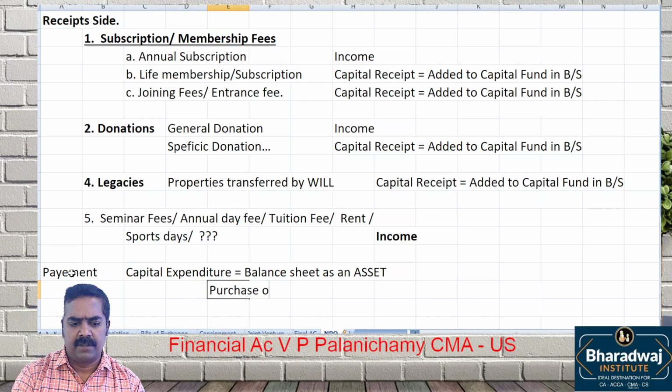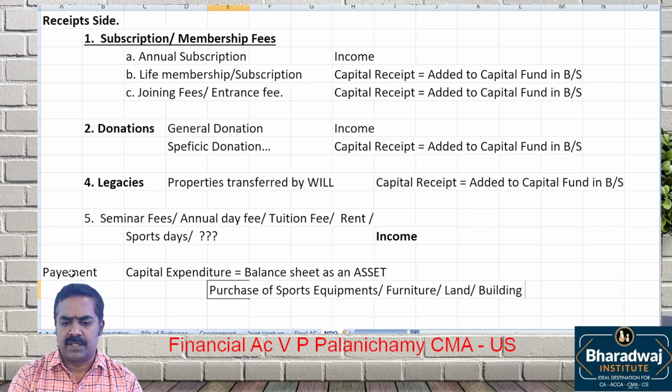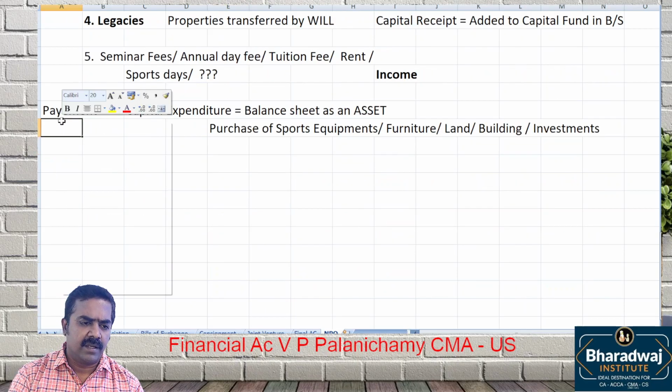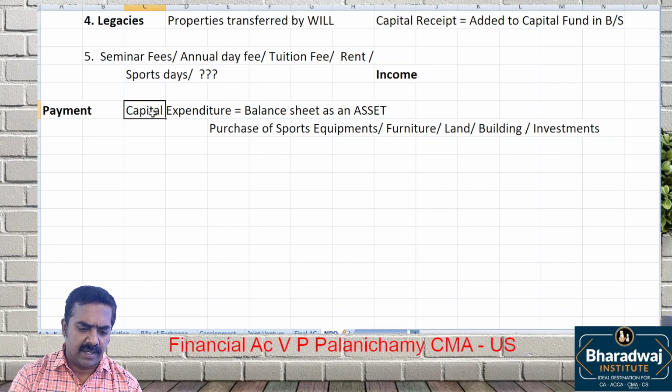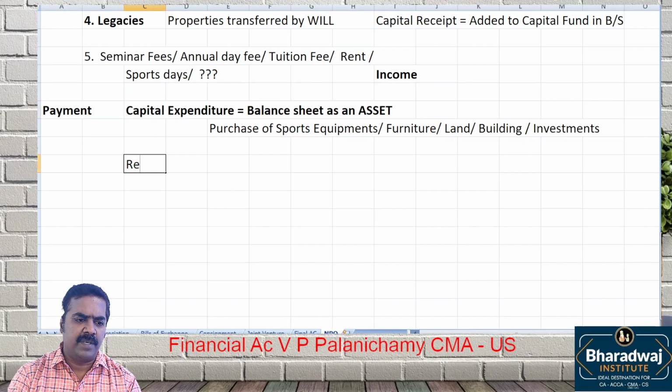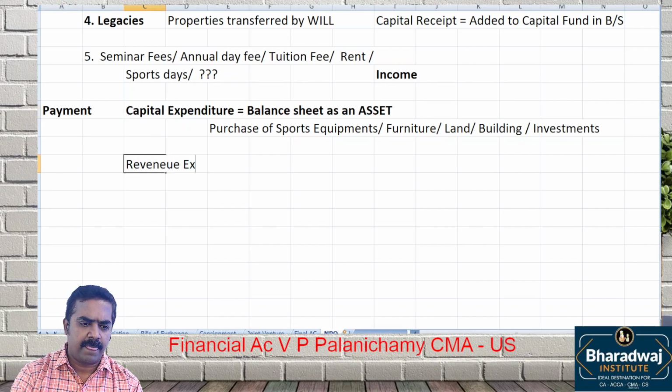Purchase of furniture, sports equipments, furniture, land, building, assets or investments. All these things will be taken as which one? Capital expenditures. Capital expenditure will be recorded as which one? Payment side. That will be there in which one? Asset. Then can you give me an example of revenue expenditure?